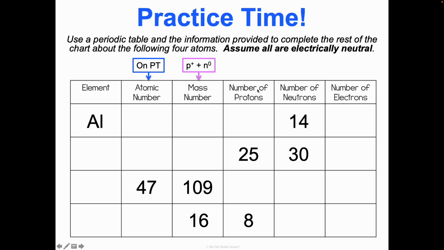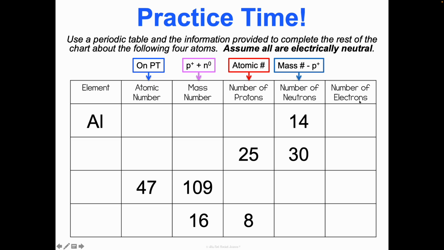How do I determine the number of protons? Well, that's always the same as the atomic number. How do I know the number of neutrons? Well, I'm going to take the mass number and subtract the number of protons. That's going to give me the number of neutrons. Remember, these have to add up to equal this.